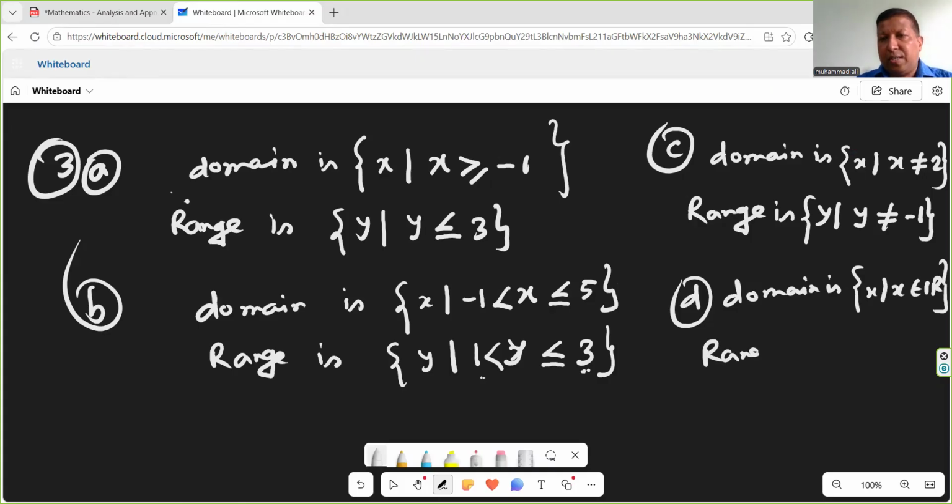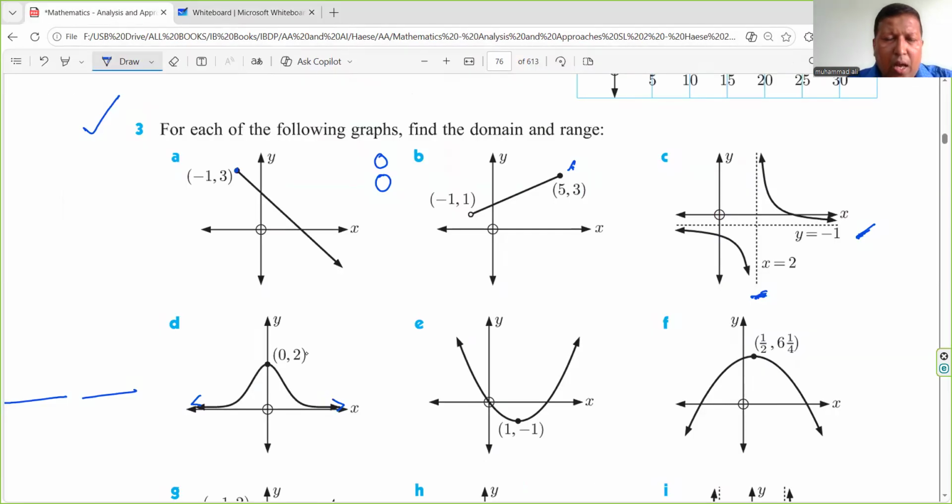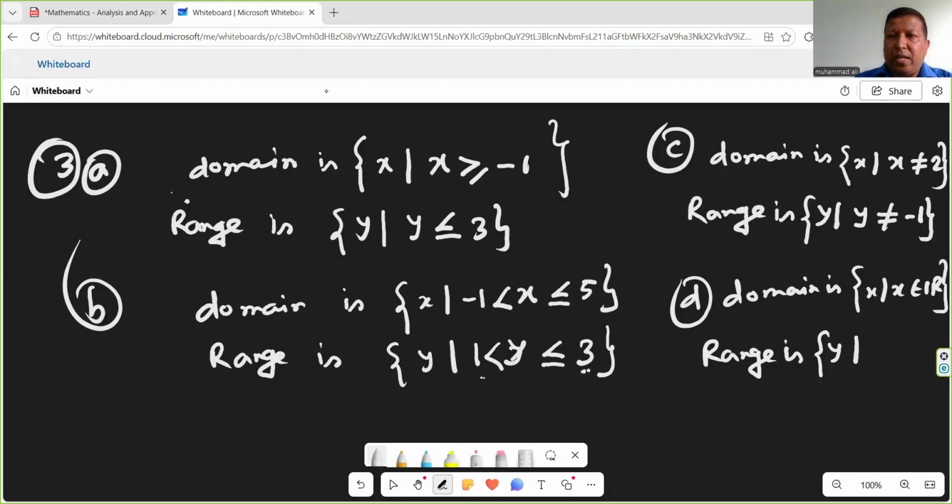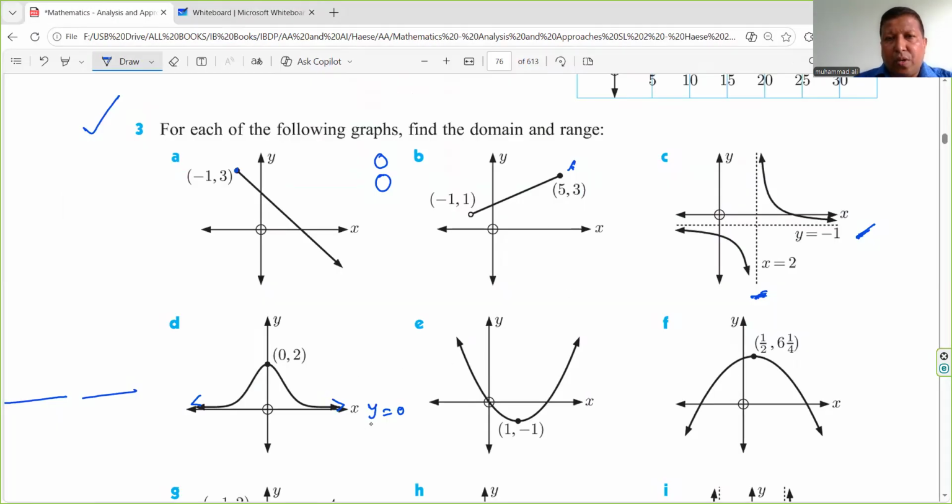And the range is y such that, here the highest value of y is 2 and the lowest value never touches the x-axis, that means the line y equals 0. So the range is from 0 to 2. You can write the range as y greater than 0, 0 is not included, but less than or equal to 2, because 2 is included. So y greater than 0, less than or equal to 2. 2 is included here.